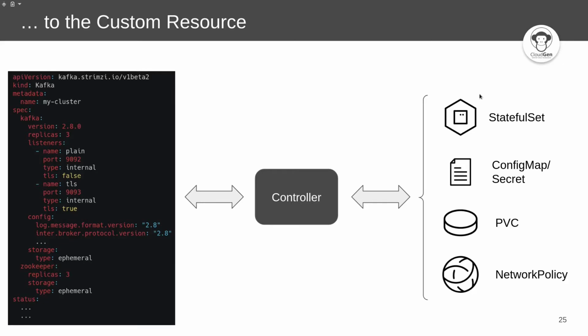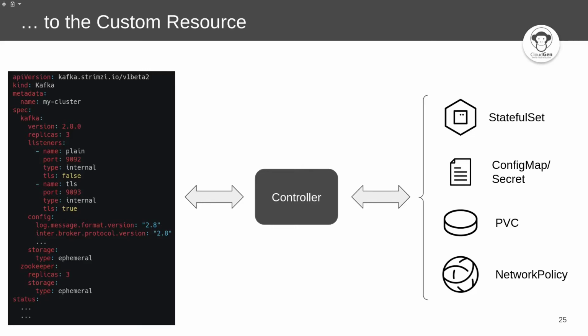So we need a StatefulSet for having Zookeeper and Kafka running. We need a ConfigMap and Secret for configuration, TLS certificates, and so on. We need a PVC for storing the messages in Kafka. We need the NetworkPolicy for security, so that these Kafka nodes are accessible on specific listeners just from the other Kafka brokers, and so on. So this is what the controller is doing for me.